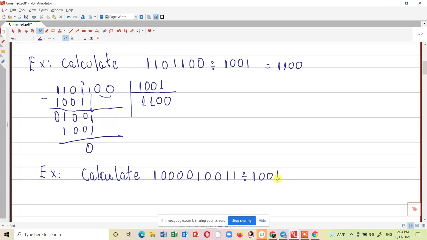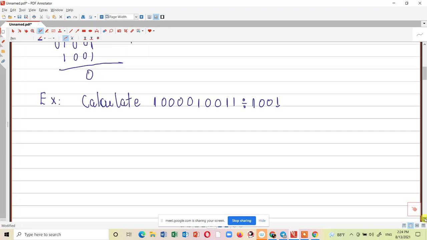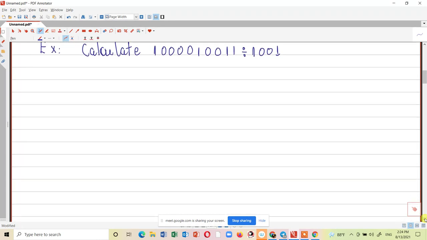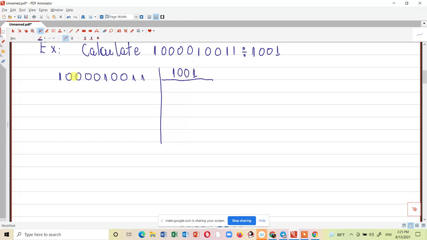So if we want to divide this one, we just go to our operation. First, we write 1000010011 divided by 1001. So this is four digits, 1001, but the first four digits are only 1000. So we cannot divide with four digits. We should separate five bits, yeah, for this one. So I put here 11.